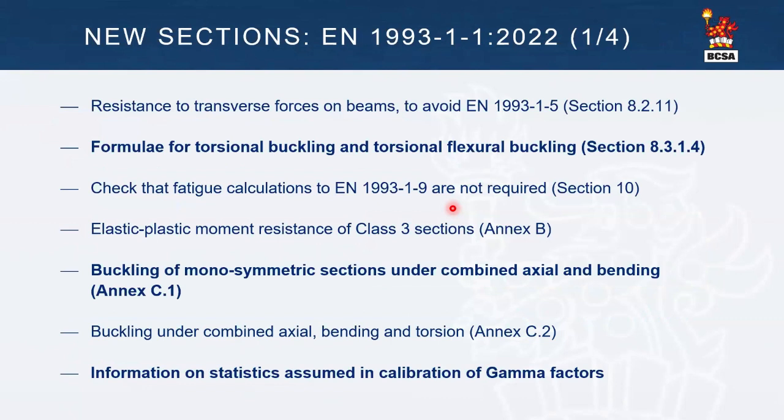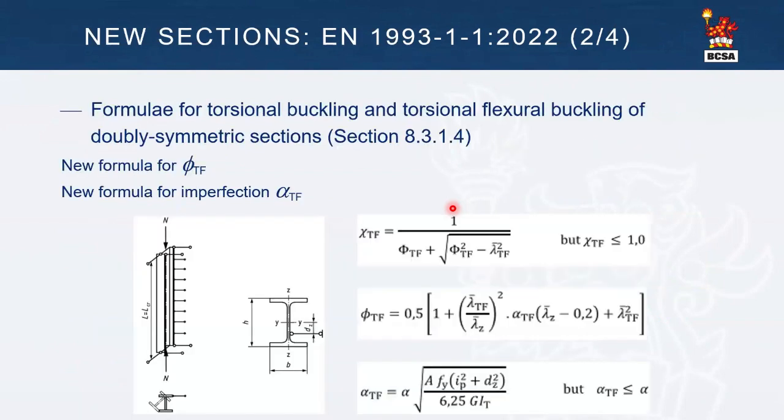Moving on to new sections. In the second generation of part 1.1, you have these 7 new sections, which you can read. I'll just briefly go through the ones that are noted in bold font. In section 8.3.1.4, you now have requirements for torsional buckling and torsional flexural buckling of doubly symmetric sections. It gives you modified curves and a different imperfection factor alpha TF. So you'll need to implement this in your spreadsheets or the software you use.